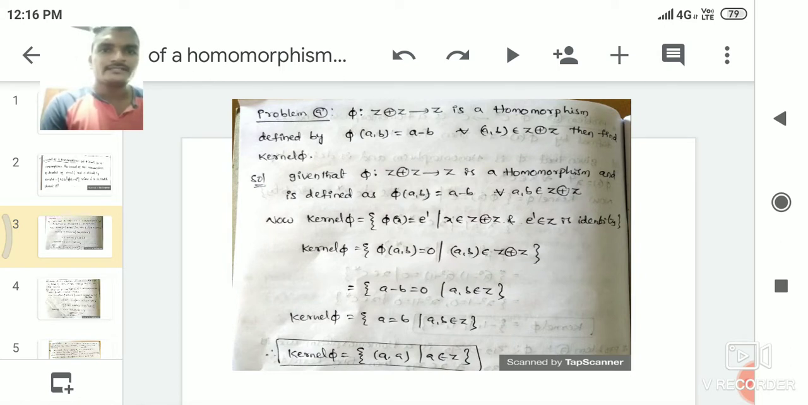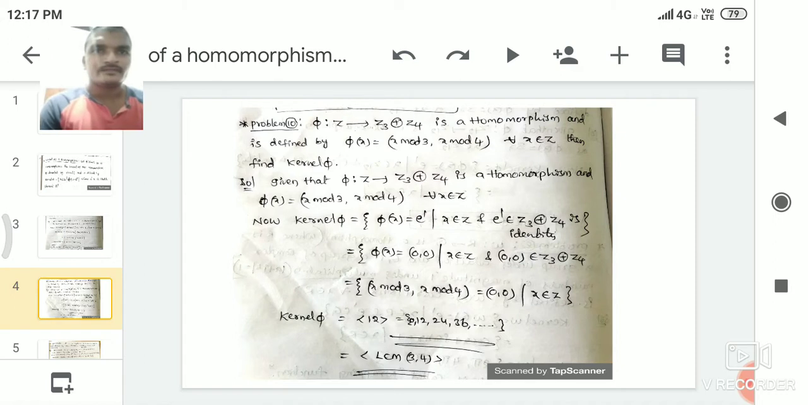Therefore kernel phi is the set of all elements of the form (a, a). Here kernel phi is a subset of the domain set, Z direct sum Z. The elements of Z direct sum Z are in the form (a, b), but here we get the condition a is equal to b. Therefore kernel phi is equal to the set of all elements (a, a) such that a belongs to Z.